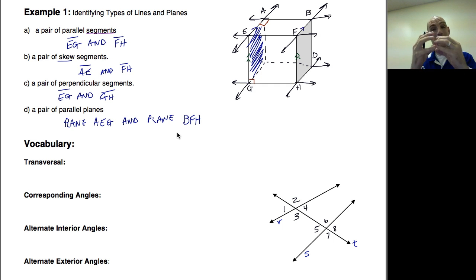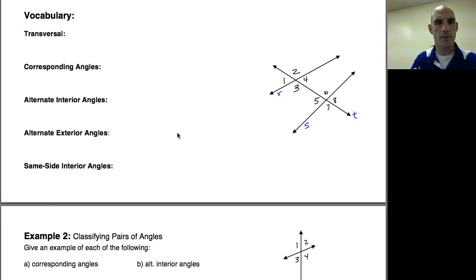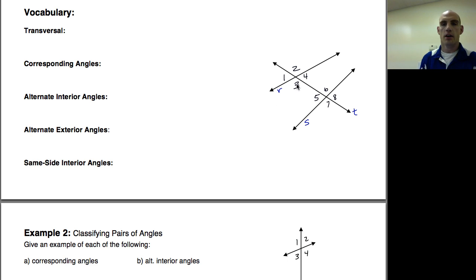Many examples of this in this little diagram here. It's a beautiful diagram because it has lots of examples. So maybe you didn't have these ones specifically, but these are examples of those. A little bit more vocabulary.